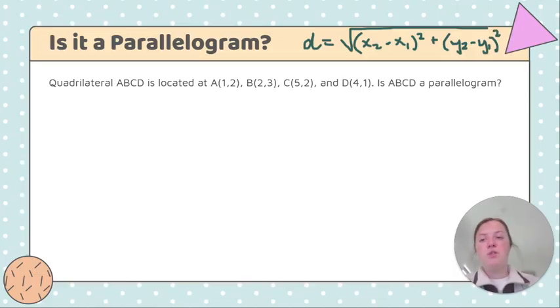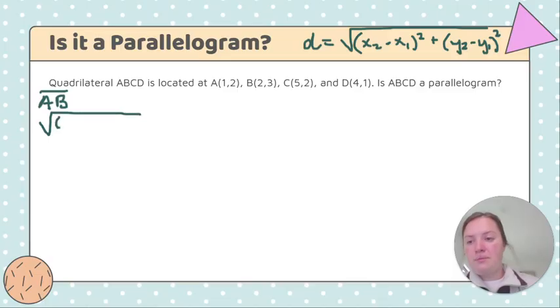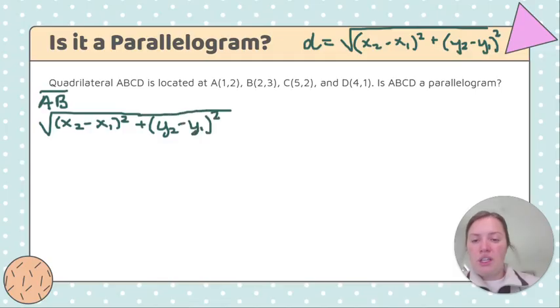Okay, that's our distance formula, and we're going to do it for each one of our sides. So let's start with side AB. I'm always going to make the second point my point 2, so B is going to be my point 2. And I am going to start with my distance formula: x2 minus x1 squared plus y2 minus y1 squared. Okay, that's what I'm starting with here.